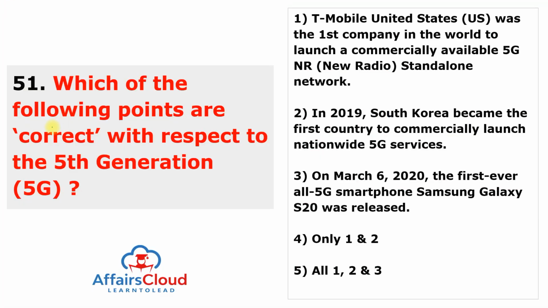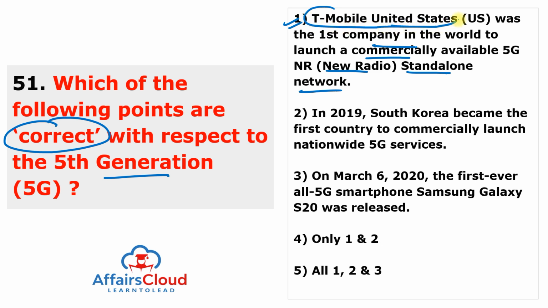Which of the following points are correct with respect to 5G or 5th generation? This question is important and this is a static question. T-Mobile United States was the first company in the world to launch a commercially available 5G new radio standalone network. This statement is true. Remember, this is T-Mobile of United States. Next is, in 2019, South Korea became the first country to commercially launch nationwide 5G services. This statement is also true.